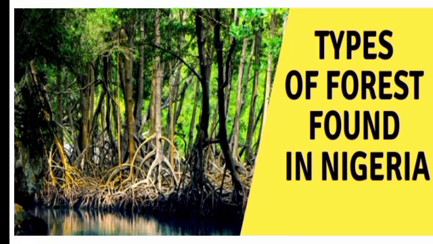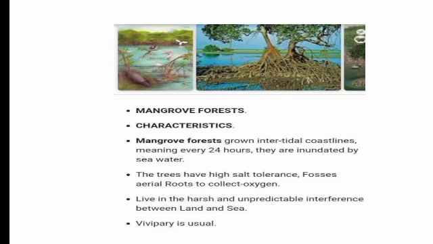Having known this, I want us to quickly look at the first one, which is the mangrove, or you say the salt water swamp. The mangrove is a kind of swamp forest that is found around the coastal areas in Nigeria. What it means is this: the mangrove swamp forest is found in the riverine areas.